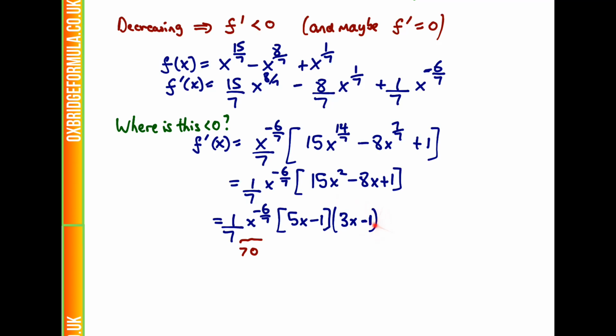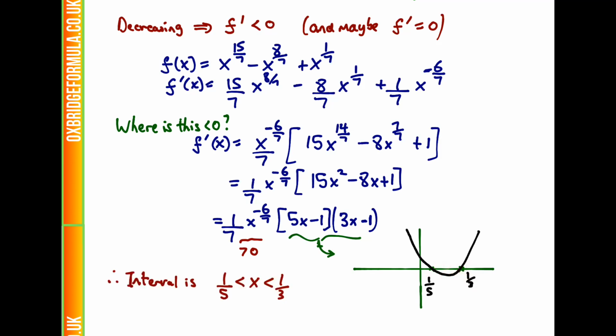So when is this product less than 0? Let's consider graphing this function. We know this has roots at 1/5 and 1/3, and it's also going to be a positive quadratic. It's going to look something like this. So clearly visually, we know that this is less than 0 precisely in this region here. So our desired interval is x between a fifth and a third.